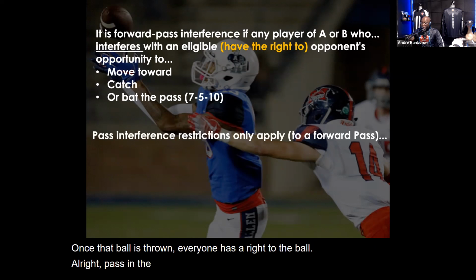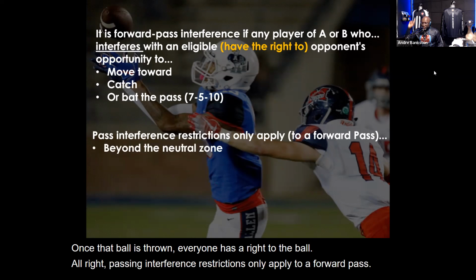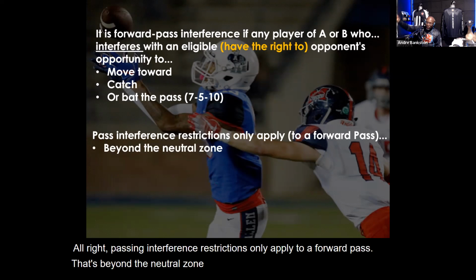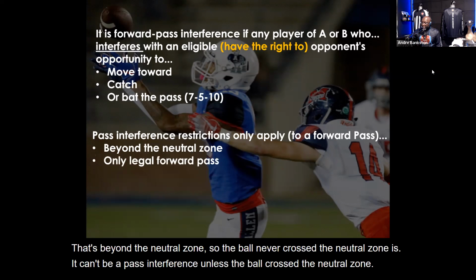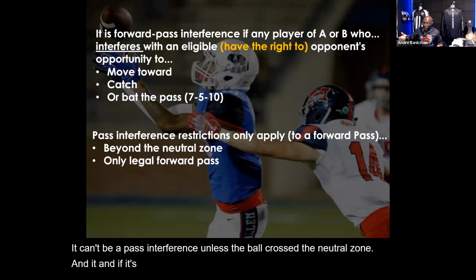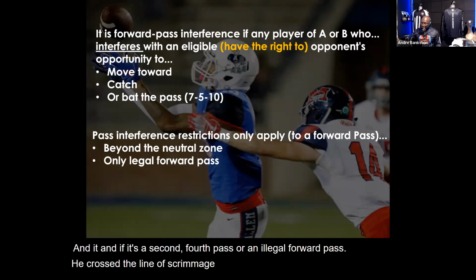Interference restrictions only apply to a forward pass that's beyond the neutral zone. So if the ball never crossed the neutral zone, there can't be pass interference. And if it's a second forward pass or an illegal forward pass, like he crossed the line of scrimmage, there cannot be pass interference.